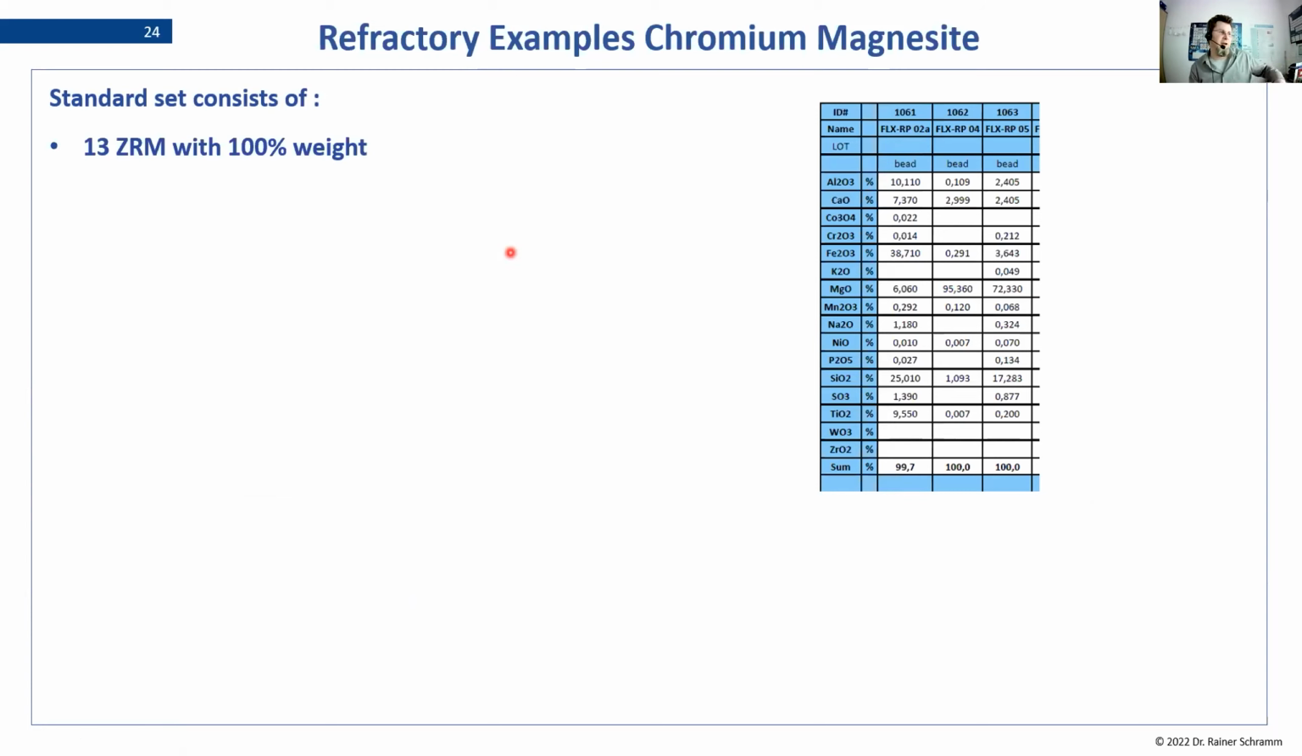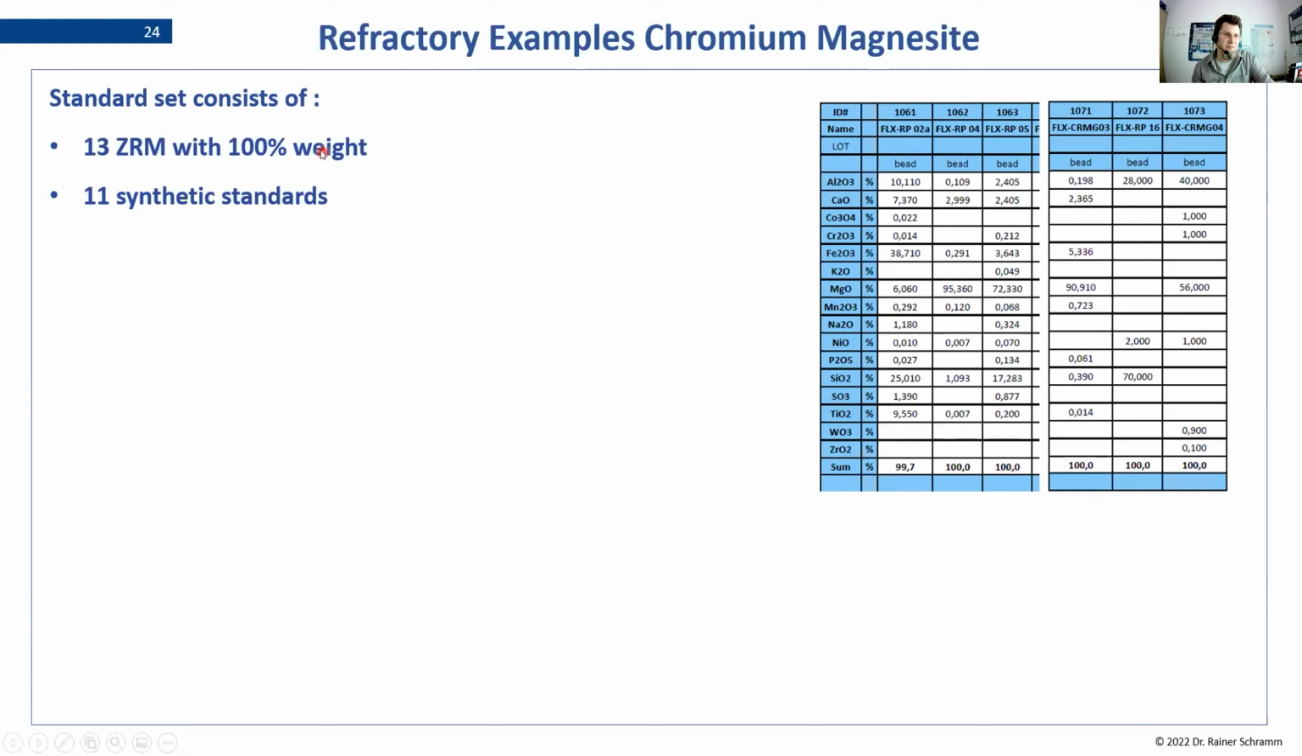The standard set here consists of 13 CRMs, all of them done with 0.5 grams of material. That's what we mean with 100% weight. Then we have another 11 synthetical ones, which also follow that rule. The sum of analytes here will always be 100%. We only have a few examples here, but you can see the sum of analytes is 100%.